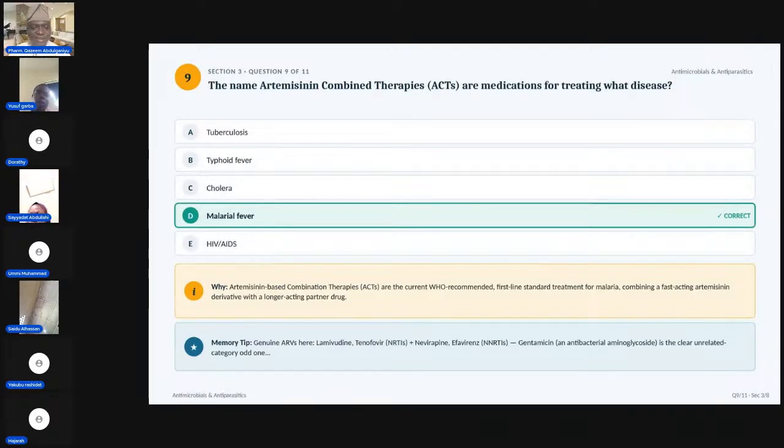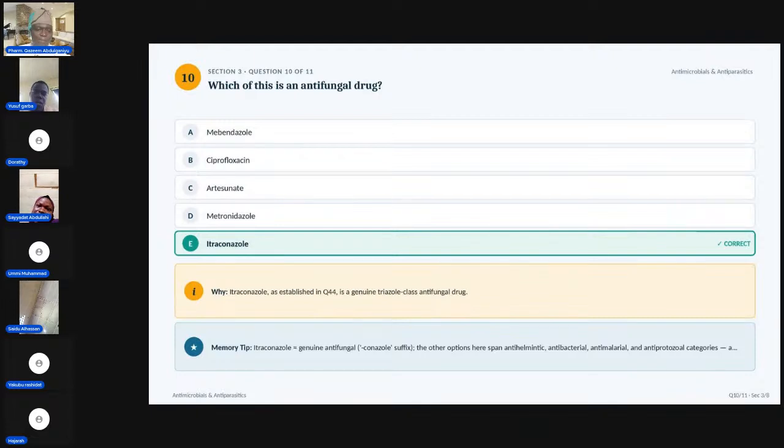If the questions are this simple, I expect that all of you would pass very well. So which of these is an antifungal drug? You can imagine what came out again here now. They try to confuse you. Already you know that artesunate is not. Yeah, you know that cipro is not. So these two are cancelled. But the remaining three, they sound alike.